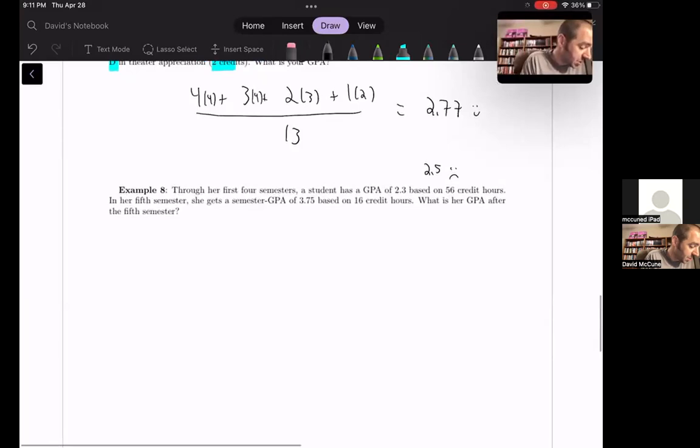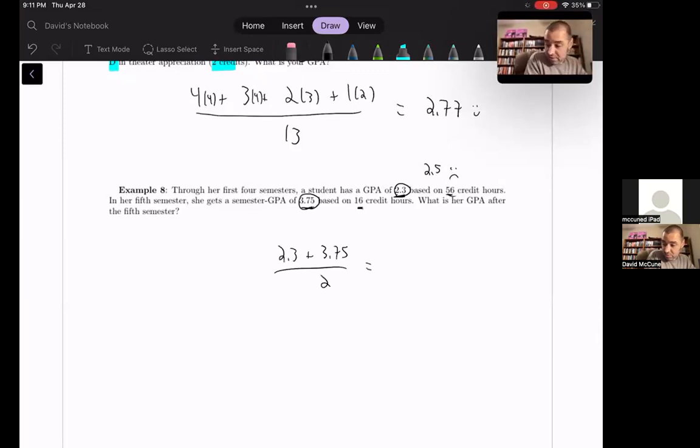Okay, so a student has a GPA of 2.3 based on 56 credit hours. So the student has finished 4 semesters and has a GPA of 2.3. In her 5th semester, she does pretty good. That GPA is a 3.75 based on 16 credit hours. So the question is, after her 5th semester, what's her GPA? And again, you don't just want to say, oh, I see a 2.3 GPA, I see a 3.75, so I'll just average them, and her GPA is now this.